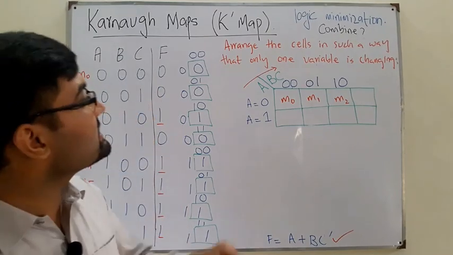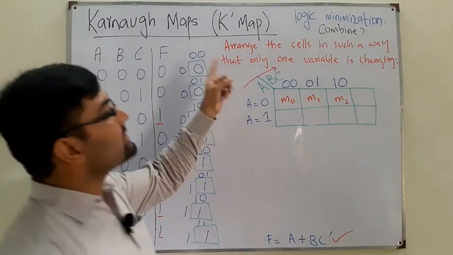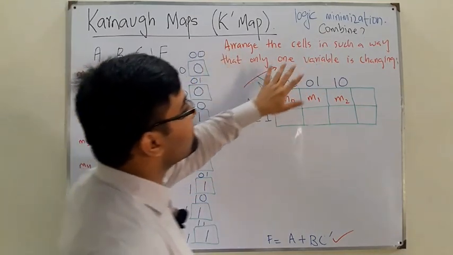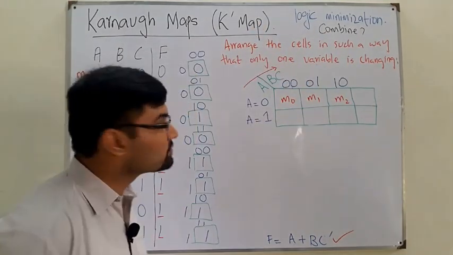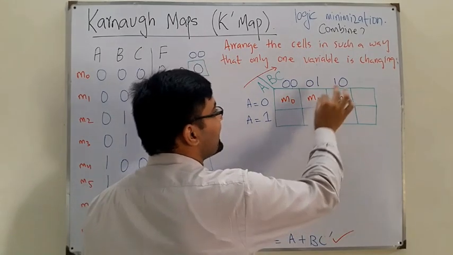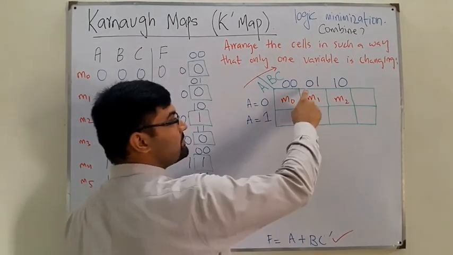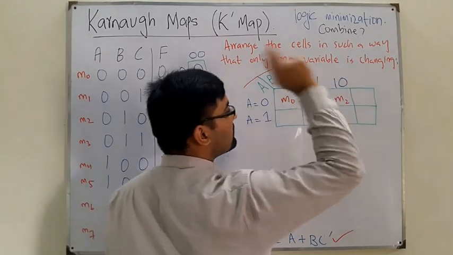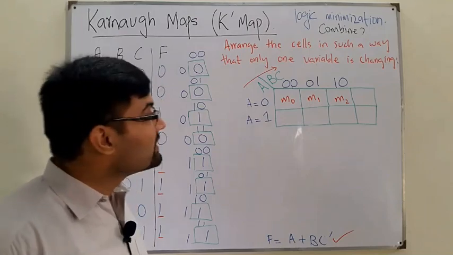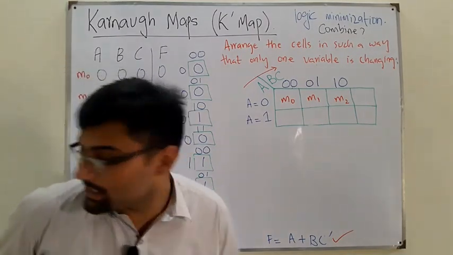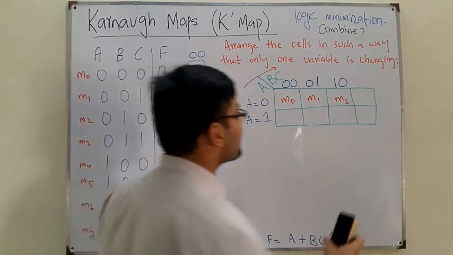So, okay. So let me tell you. The problem is that you arrange the cells, I've told you, in such a way that only one variable is changing. Now, if you have a look at these two adjacent cells, M1 and M2. So have a look. This B is changing from 0 to 1 and the C is changing from 1 to 0 as well. So which means two variables are changing and we cannot do it like this. So I remove it.